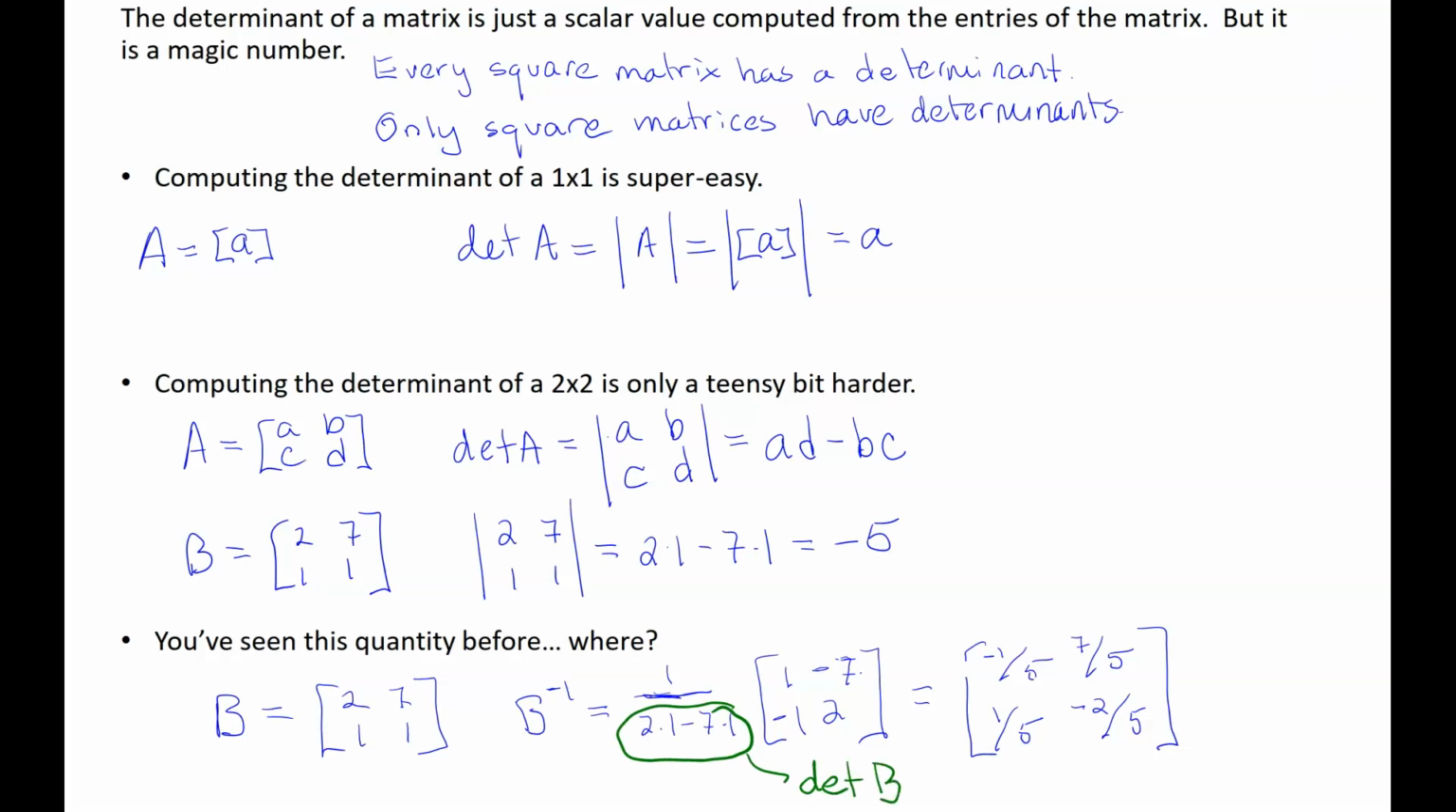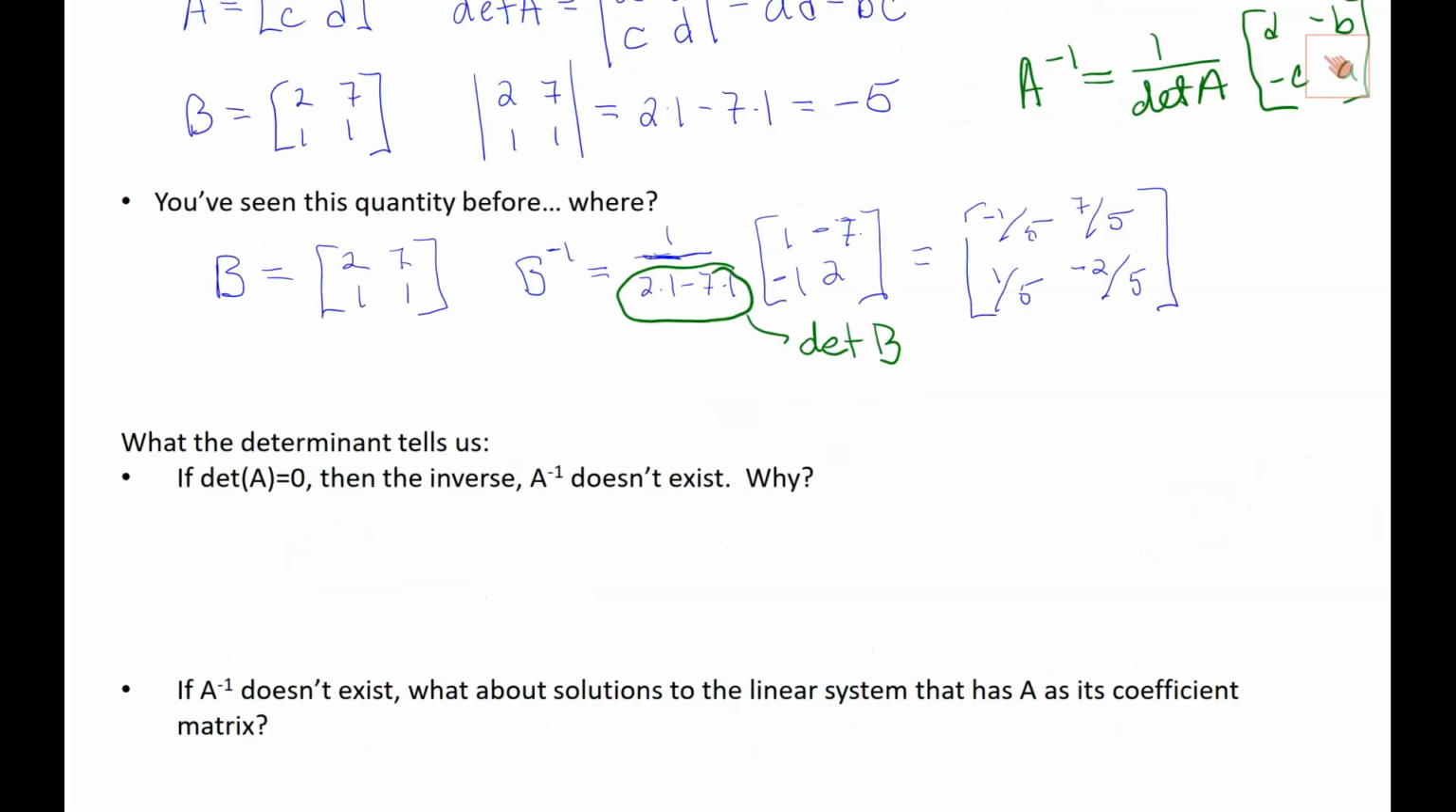So often when we write down the formula for the inverse of a matrix, we'll write something like this. A inverse is equal to 1 over det A times D, minus B, minus C, A. So we know that this scalar multiplier in the computation of the inverse of a 2 by 2 matrix is 1 over the determinant of that matrix. So if the determinant of A is equal to 0, then this scalar coefficient that we're trying to multiply by, well, that doesn't even exist. Right? We can't divide by 0. So if the determinant of A is equal to 0, then A inverse doesn't exist.